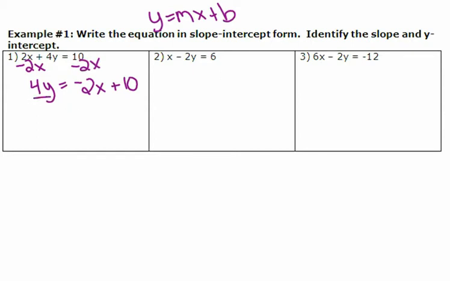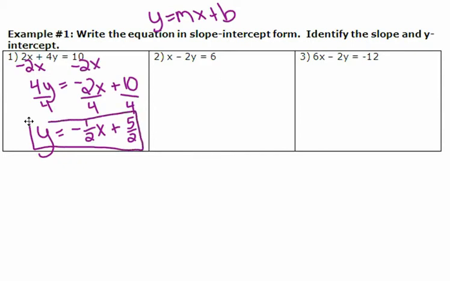Now to solve for y, I'm going to divide by 4. Remember, every single term gets divided by 4. So I get y equals, negative 2 divided by 4 doesn't go in evenly, but I can simplify the fraction to negative 1/2. So this is negative 1/2 x. 10 divided by 4 doesn't go in evenly, but I can simplify that fraction to 5/2. This is my equation in slope-intercept form.